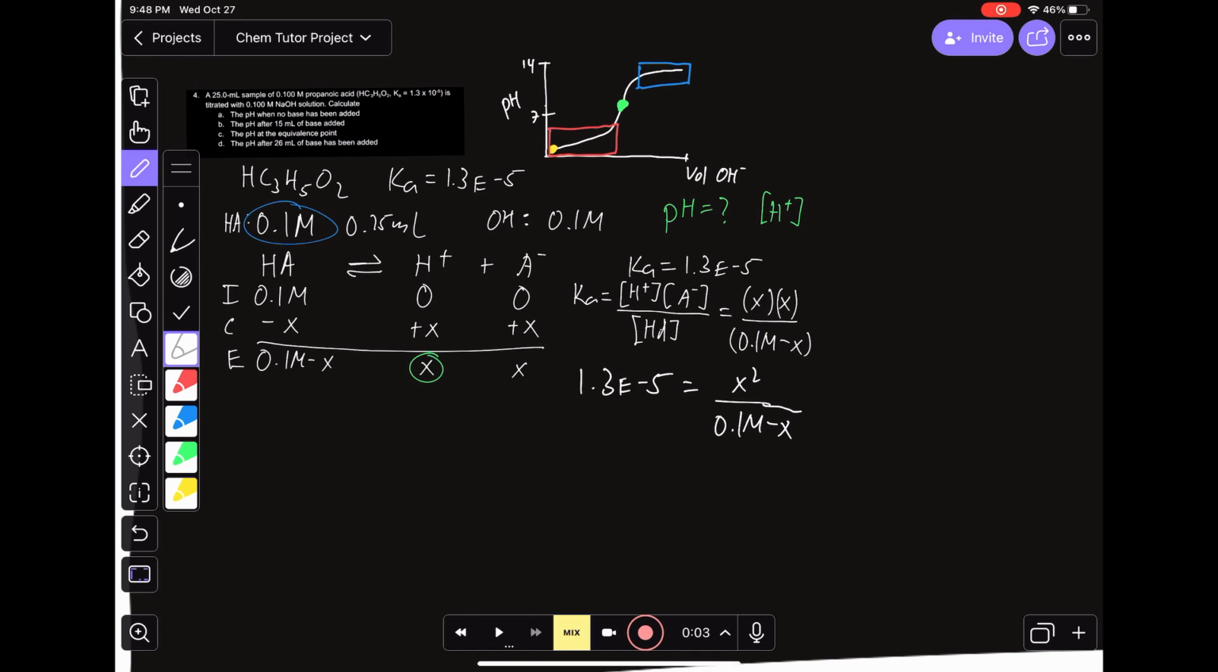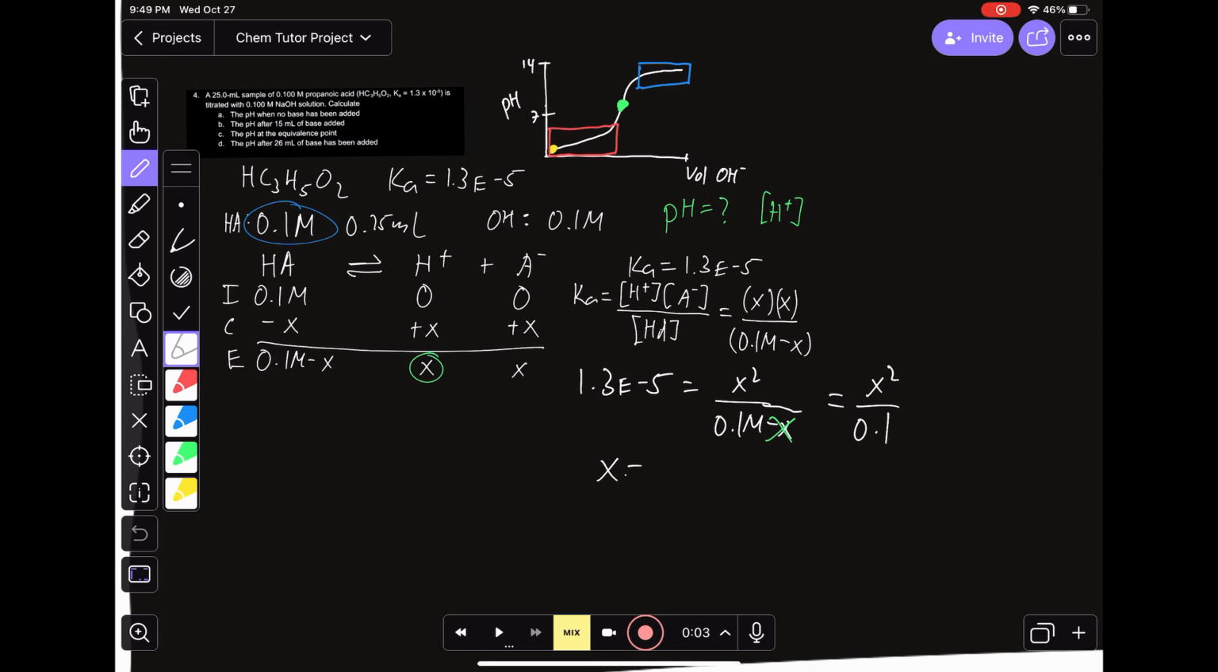That is to say, if X is small enough, 0.1 minus X will also just be somewhat 0.1. We know X is small enough if the Ka is small enough, and this Ka happens to be small enough that we can use the approximation. So we can get rid of this, and that means we can just get rid of this minus X in the bottom. And our final equation becomes X squared over 0.1.